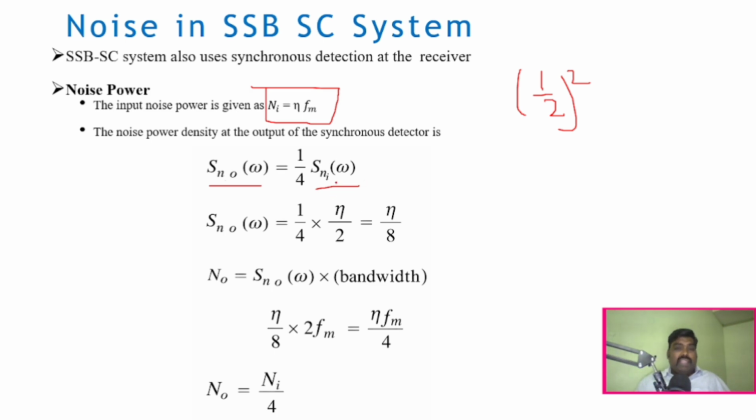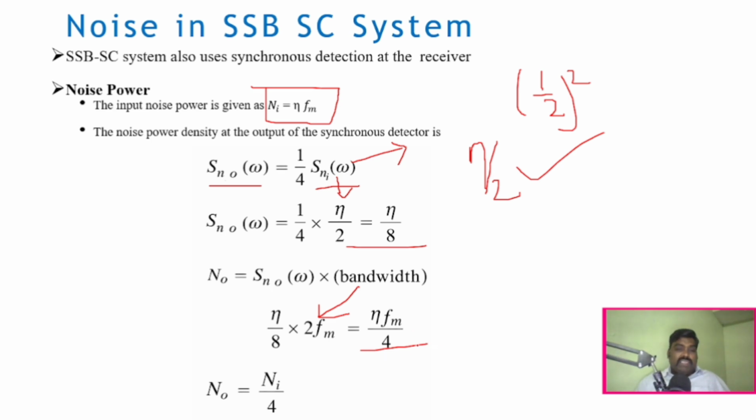We have already obtained this for the DSB-SC system, where it is just eta, whereas here for the SSB-SC system it is eta divided by 2. This is the only difference. In the DSB-SC system, we have double sideband; here we have only a single sideband, so it will be eta divided by 2. So this will become eta divided by 8. The total noise power can be calculated as eta divided by 8 into the total bandwidth, which is 2 fm. So we can write it as eta fm by 4.